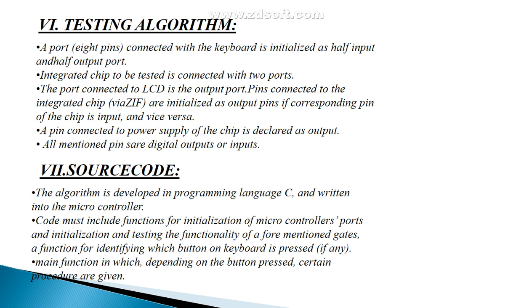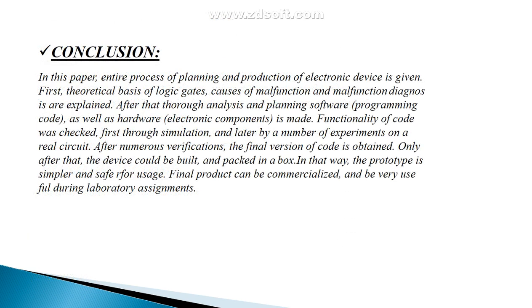So in number seven, source codes, we have discussed source code. The algorithm is developed in programming language C and written into the microcontroller. Code must include functions for initialization of the microcontroller, and for testing the functionality of the four mentioned gates. A function of identifying which button on the keyboard is pressed, if any. And a main function in which, depending on the button pressed, certain procedures are given.